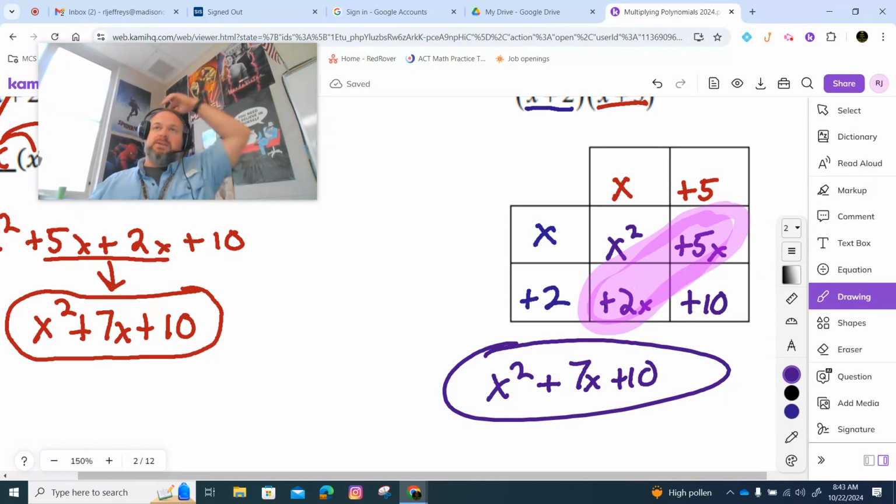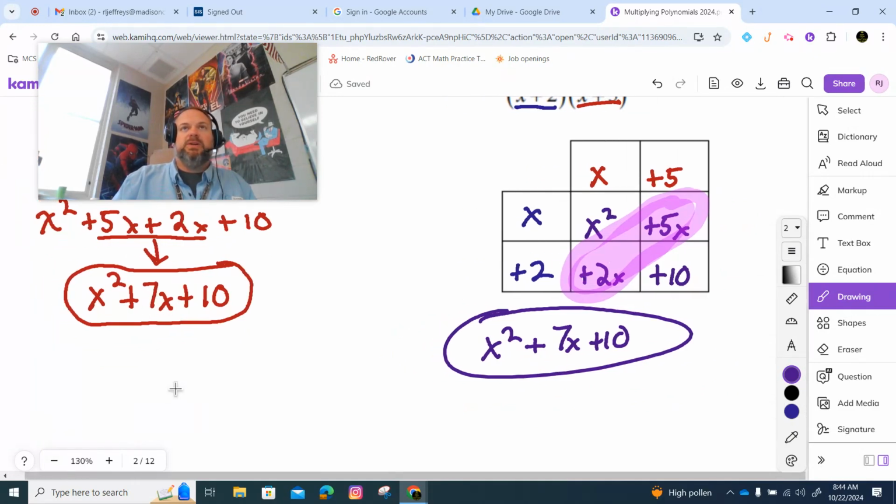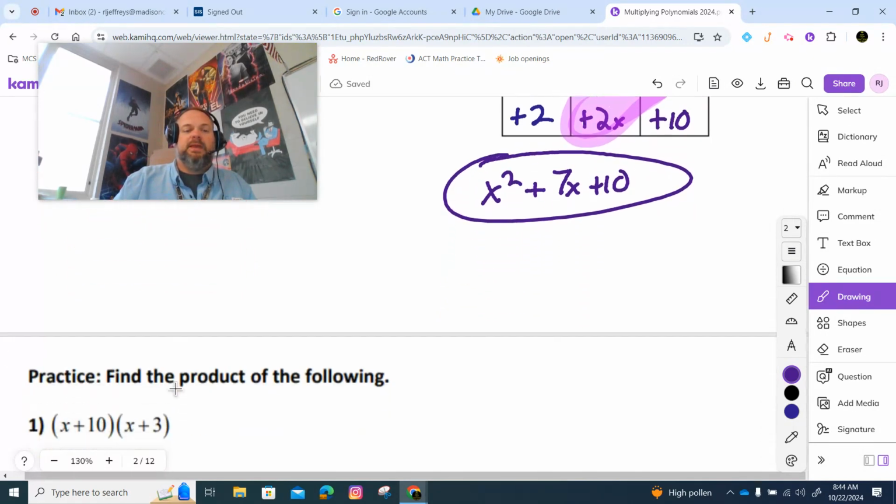Okay? Now, I will tell you this. How you do these will also kind of determine what you do with stuff later on with factoring. Okay? It just works out that way. It kind of does. Okay? So, all right. Are we good here? Yes, no. Okay. All right.